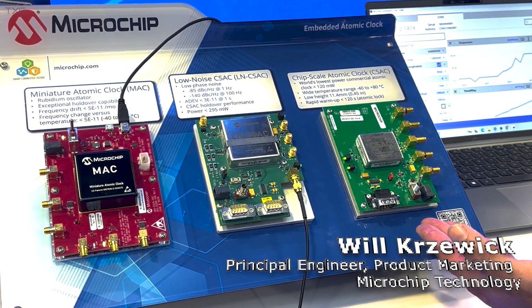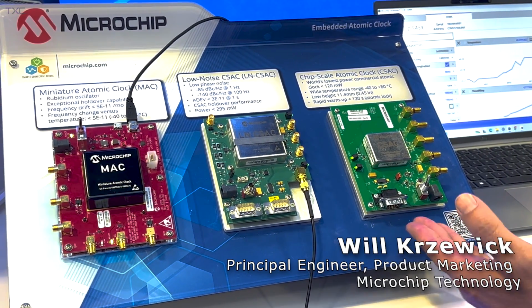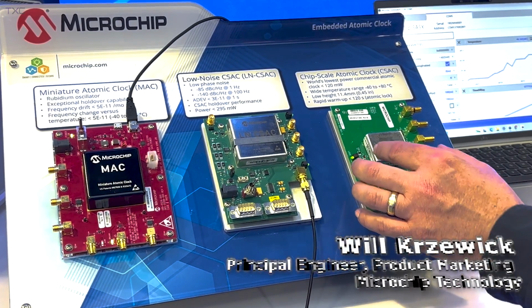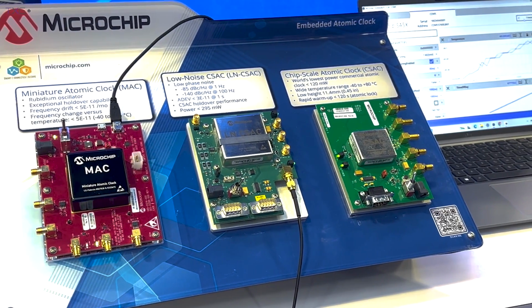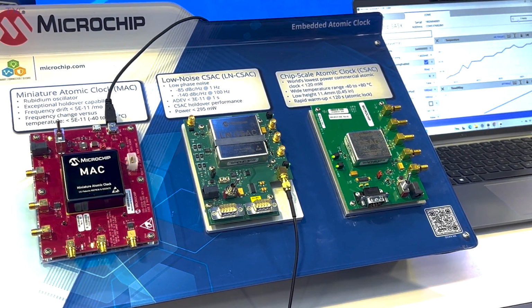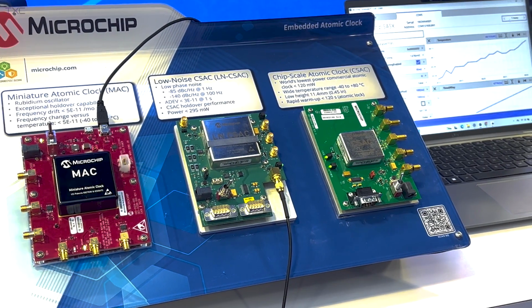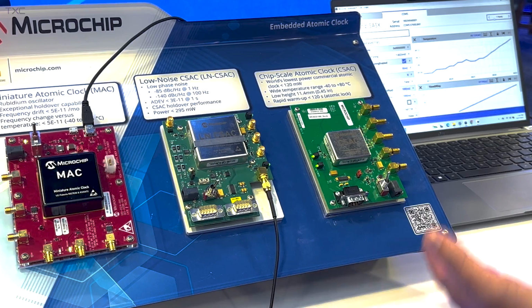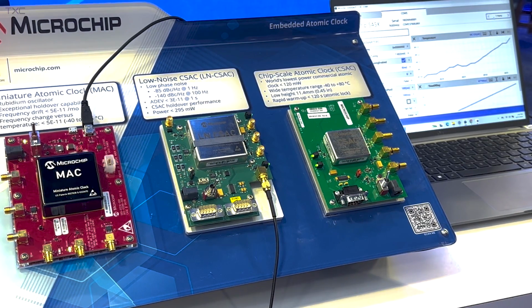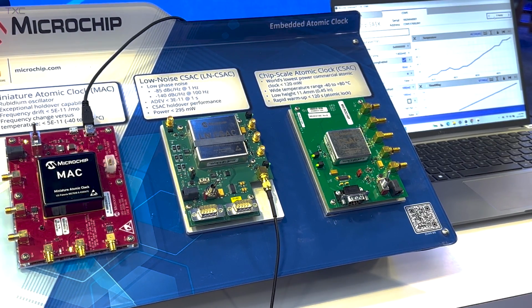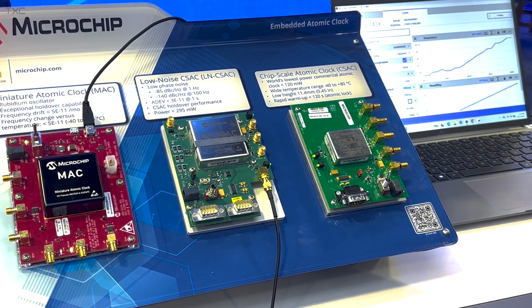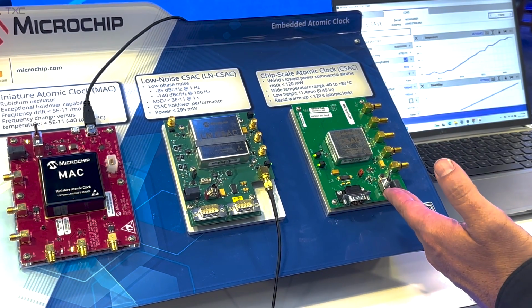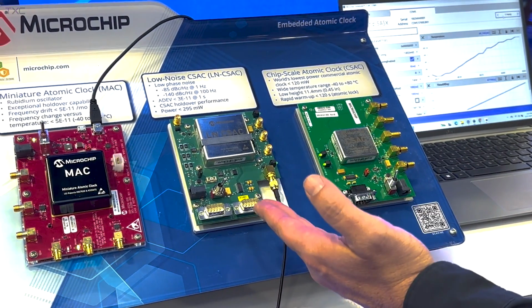On the right side here is the chip scale atomic clock. You can see it's a pretty small device, and it's really designed for low power applications. Think of remote sensing from the ocean bottom, and actually there's a version of this that is launched into space called the Space CSAC.